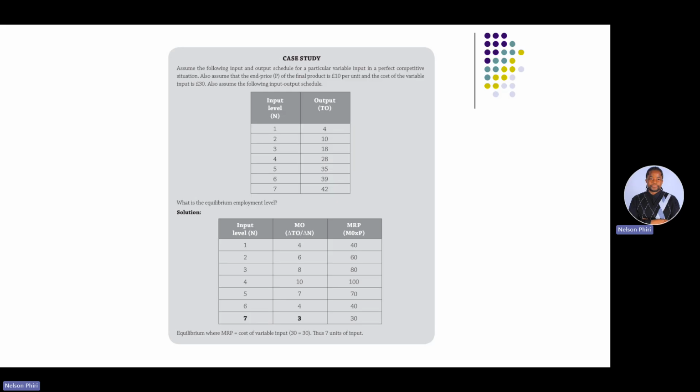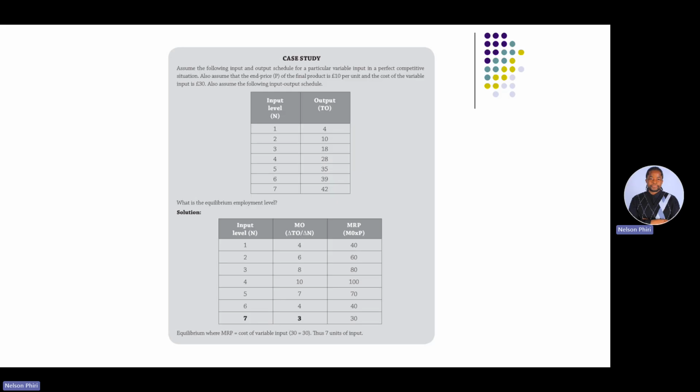So we use the table to work out our total for our MRP. We have this column of MO, which is 4, 6, 8, 10, 7, 4, and 3. So these are your marginal output.